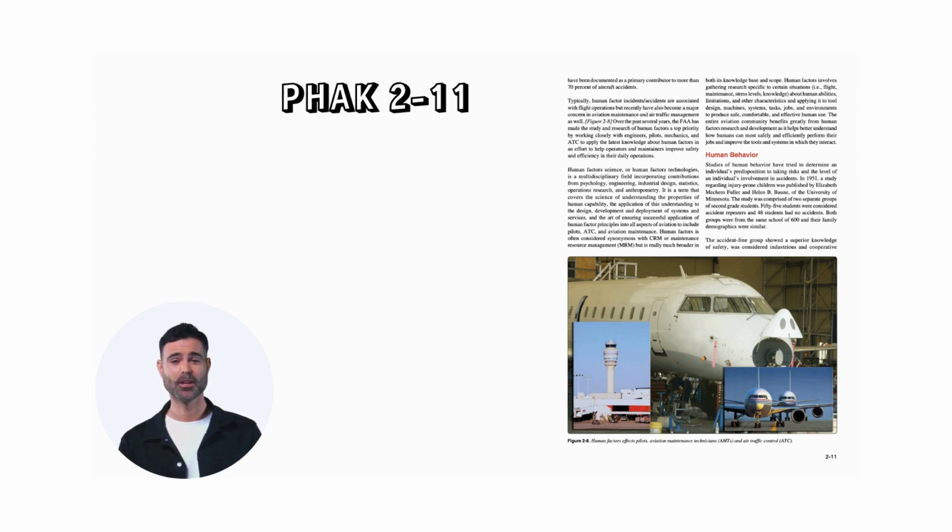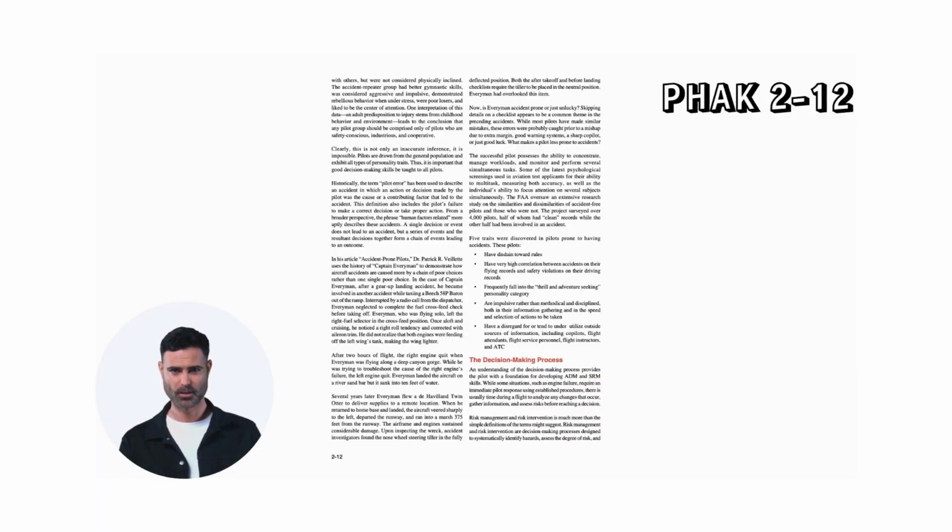The accident-free group showed a superior knowledge of safety, was considered industrious and cooperative with others, but were not considered physically inclined. The accident repeater group had better gymnastic skills, was considered aggressive and impulsive, demonstrated rebellious behavior when under stress, were poor losers, and liked to be the center of attention.